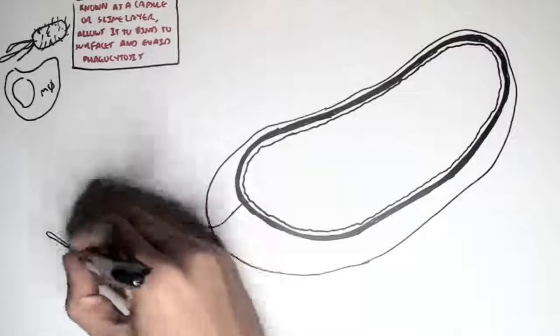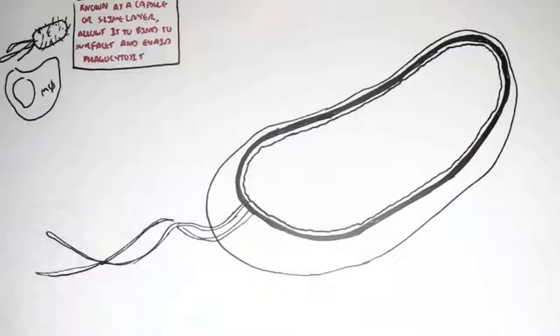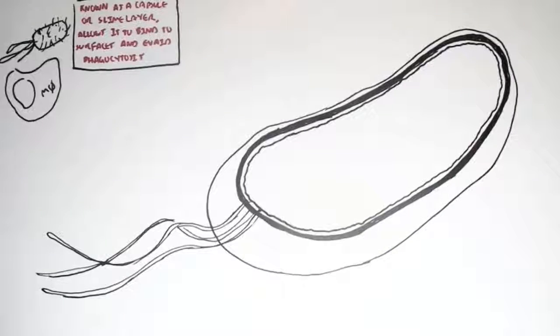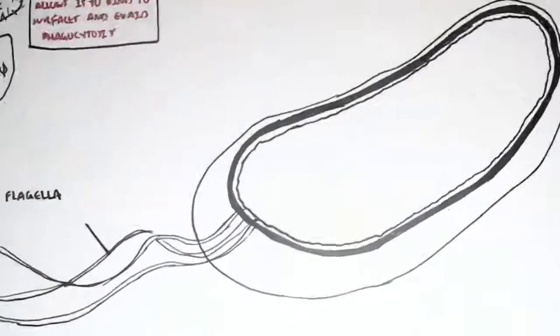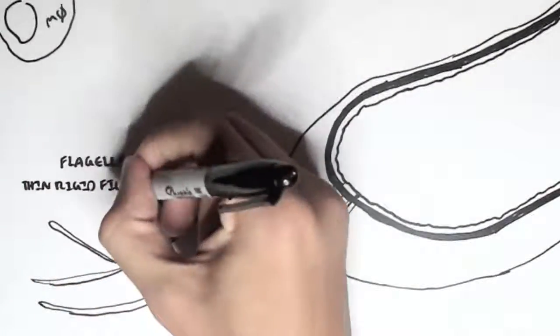Some bacteria have what's known as flagella, which are thin, rigid filaments, and these allow for bacterial movement. Flagella are essentially made up of proteins, and these proteins can propel the bacteria forward or move it around.